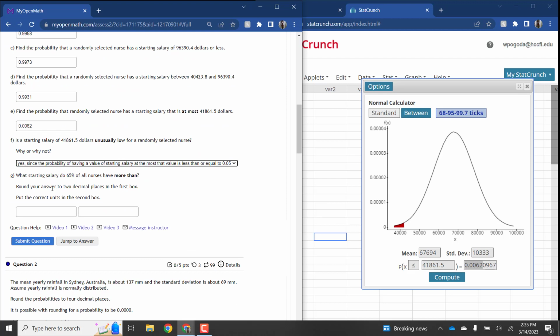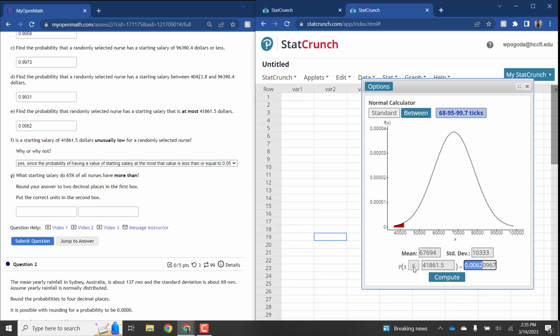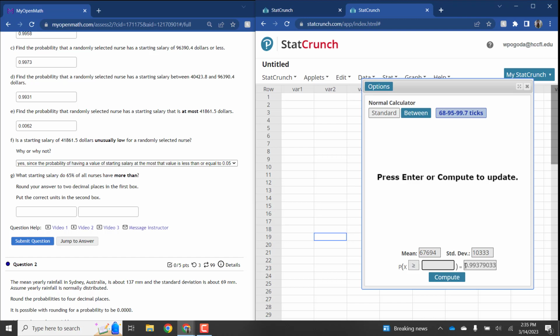All right, this last question is probably the trickiest. It says here, what salary do 65% of all nurses have more than? So basically, we're trying to find an x value such that the area to the right, the probability of it being bigger than that, is 65%. So basically, we have the probability, we want to find the x value. This is the opposite, or the inverse, of how we did the previous questions. We're still going to select the standard option. We want the area to the right of some number that we don't know, so I'm going to leave that blank, is 65%, or 0.65.